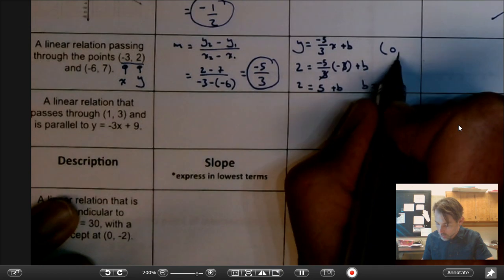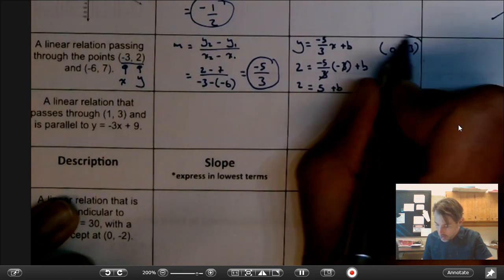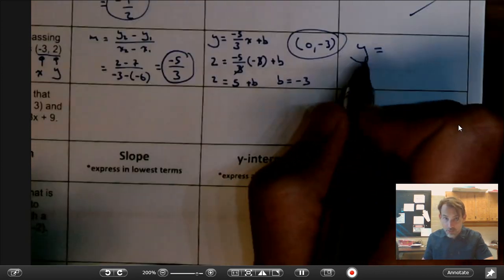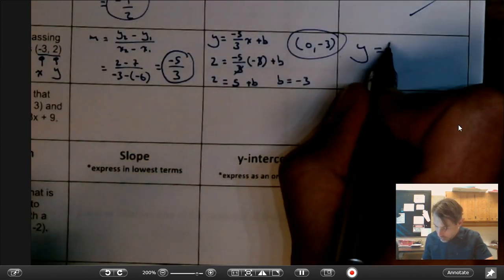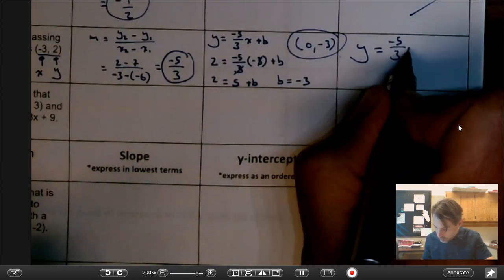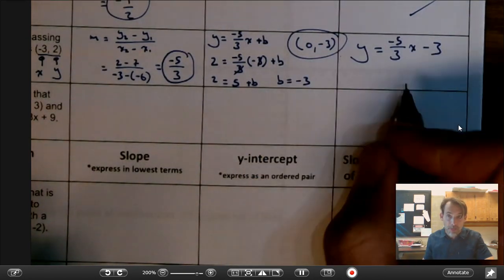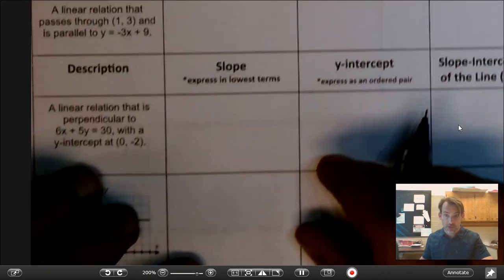And therefore, the y-intercept is 0, minus 3. It's the same one as above. So here my equation is y is equal to the m value, minus 5 over 3x, plus the b value, which is minus 3. And that's done. Full marks for all the beans.